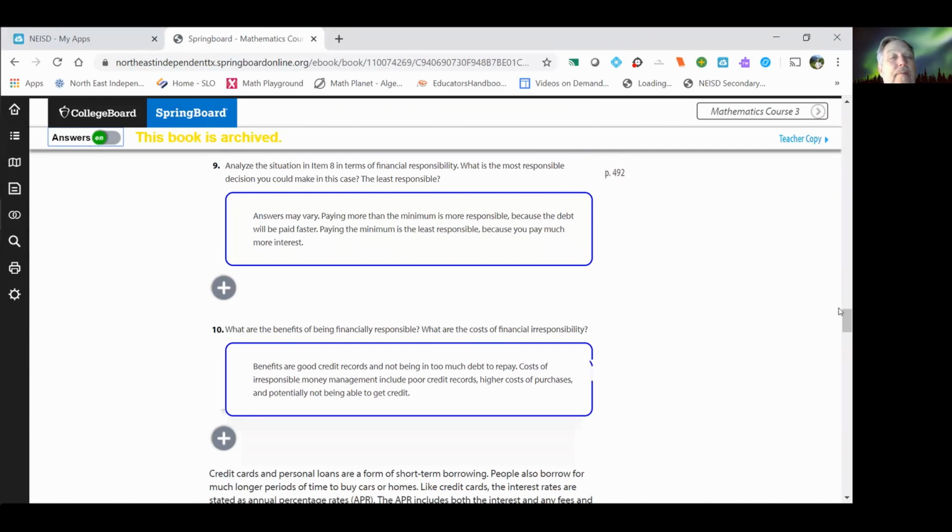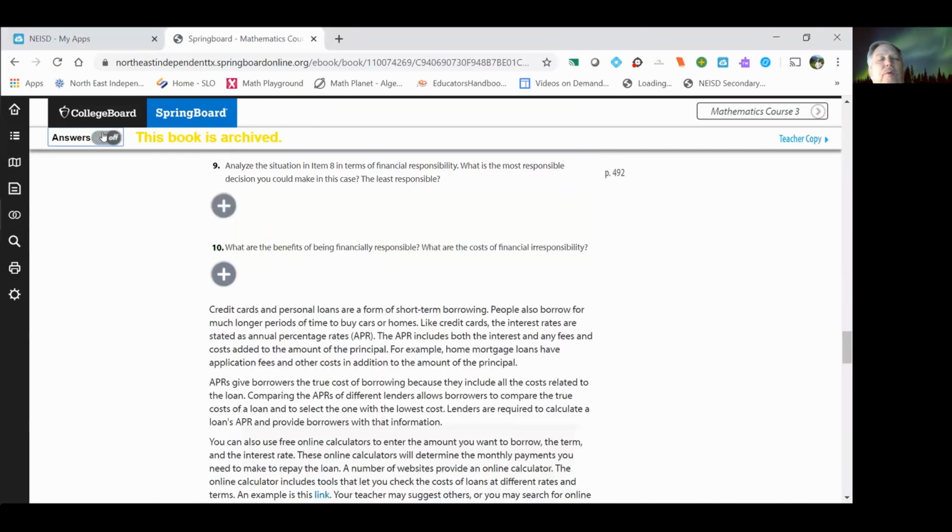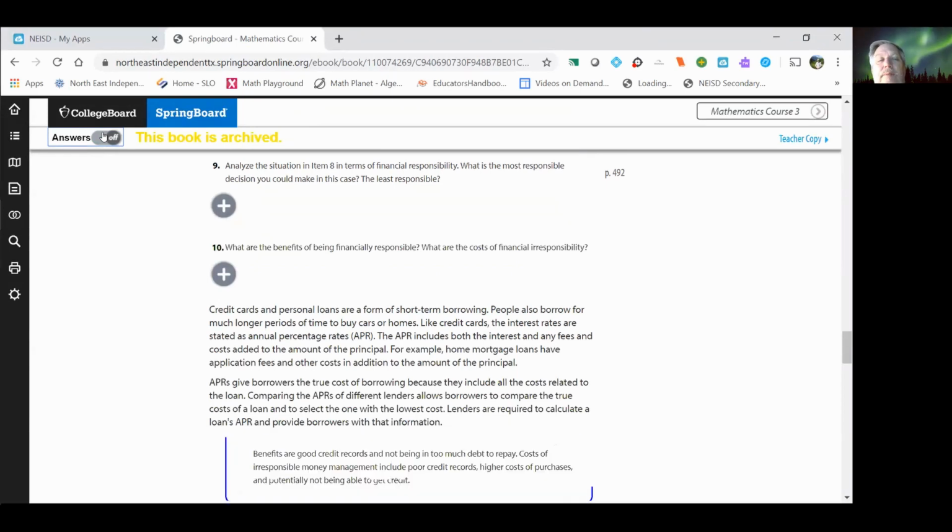The answers may vary. Paying more than the minimum is more responsible because the debt will be paid faster. Paying the minimum is the least responsible because you pay much more interest. Okay. All right, so let's go ahead and look at item number 10. So what are the benefits of financial responsibility? What are the costs of financial irresponsibility?